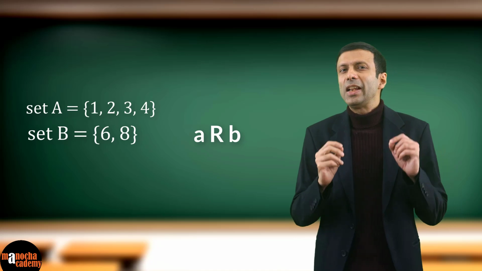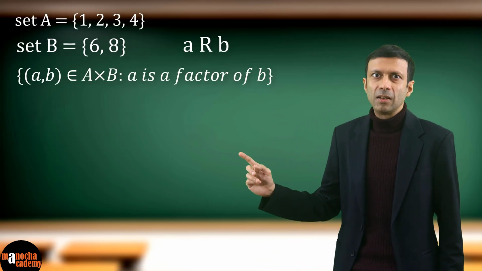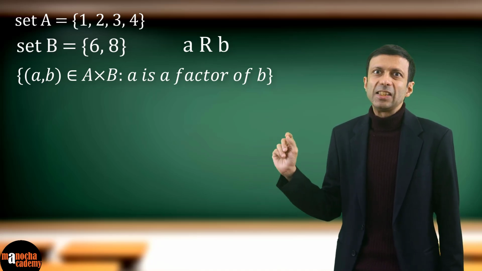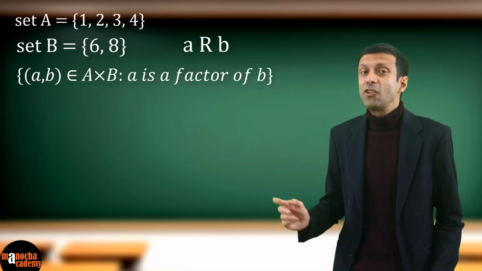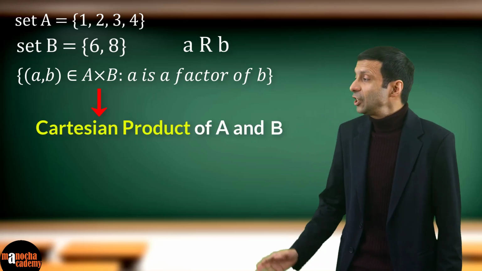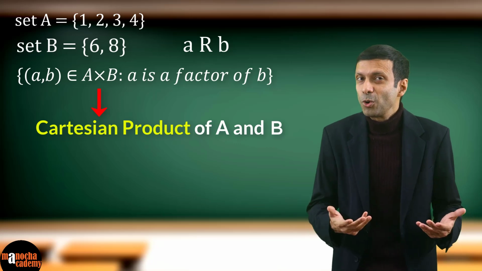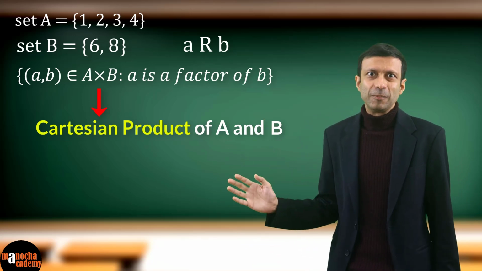Now we can write the relation in set builder form as (a, b) belongs to A cross B, where a is a factor of b. So that's how we write it in this set builder form. And remember, what is A cross B? That's right, it is the Cartesian product of sets A and B, and a Cartesian product contains all the ordered pairs (a, b).